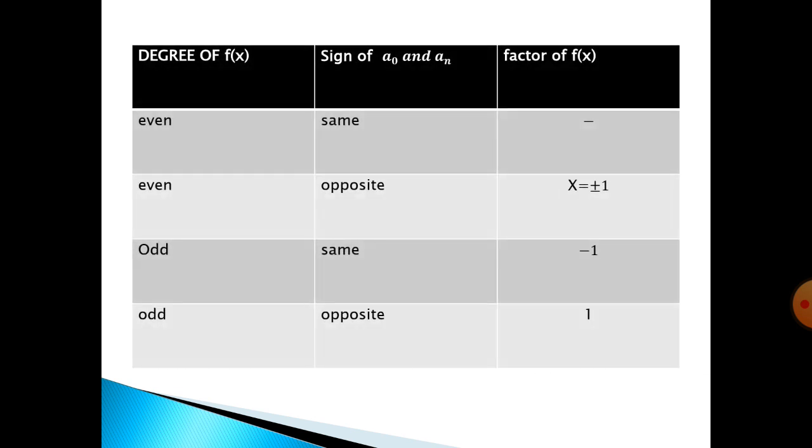The reciprocal equation falls into 4 categories. First, we have to find whether the given equation is an even degree or an odd degree equation. Next, we have to identify the sign for the equation. Suppose the equation is an odd degree equation. Compare the sign of the first and nth term, second and n minus 1th term, and so on. If they are of the same sign, then one of its roots must be minus 1, or else one of its roots must be plus 1.